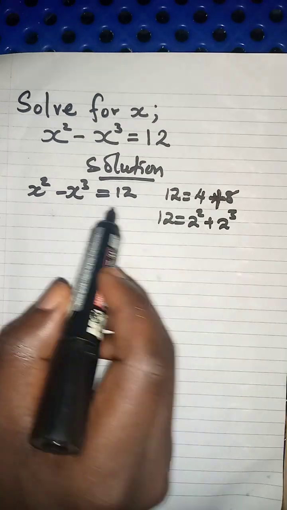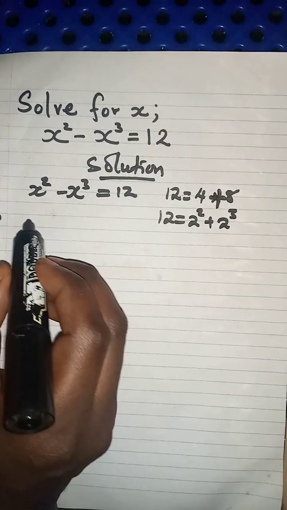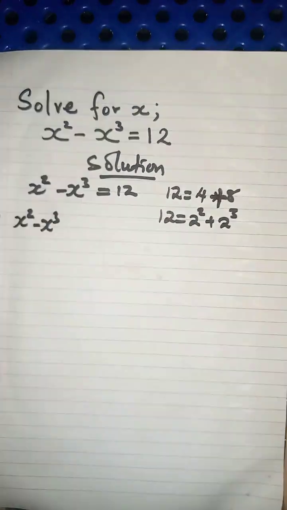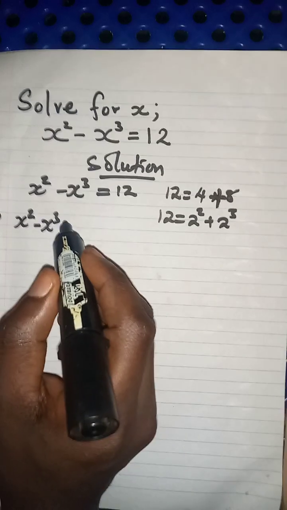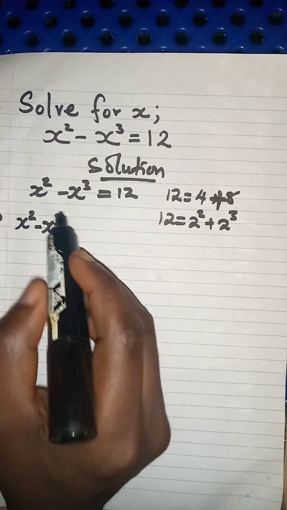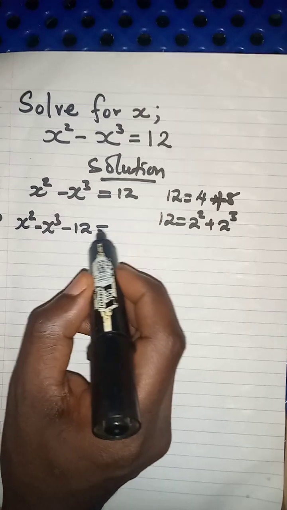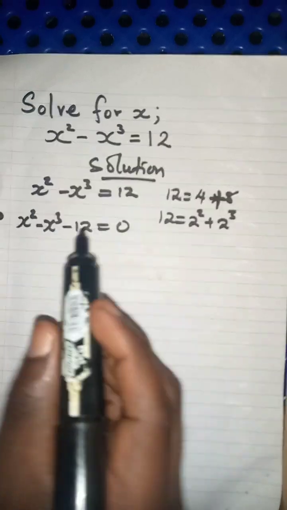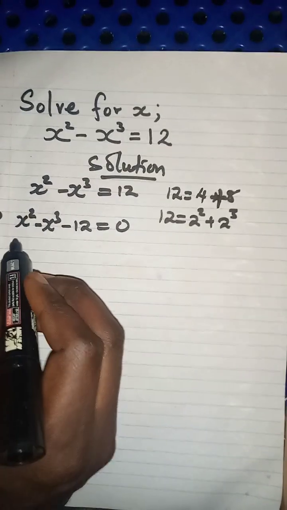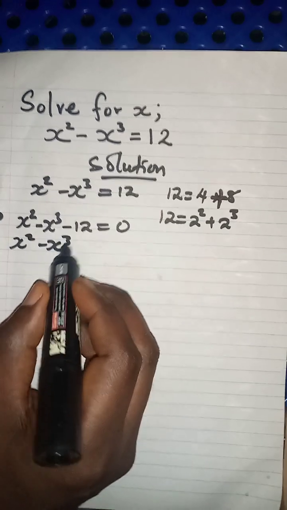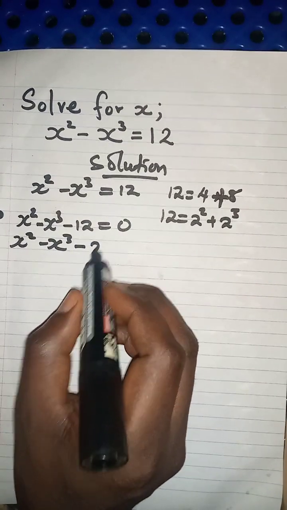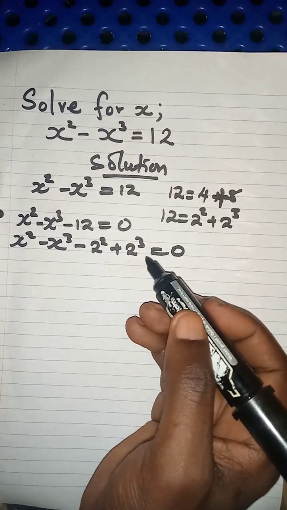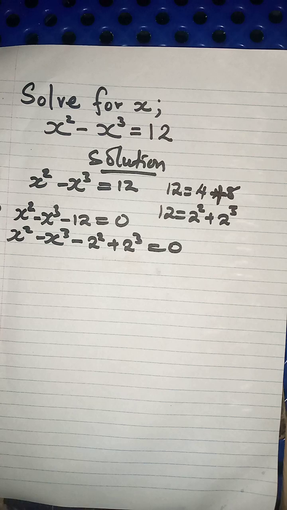So I'm going to take this and substitute here in x squared minus x cubed. I'm going to take 12 to the other side, so it becomes minus 12 is equal to 0. And wherever I have 12, I'm going to replace it with 2 squared and 2 cubed, so x squared minus x cubed minus (2 squared plus 2 cubed) is equal to 0. So it is easier to see.